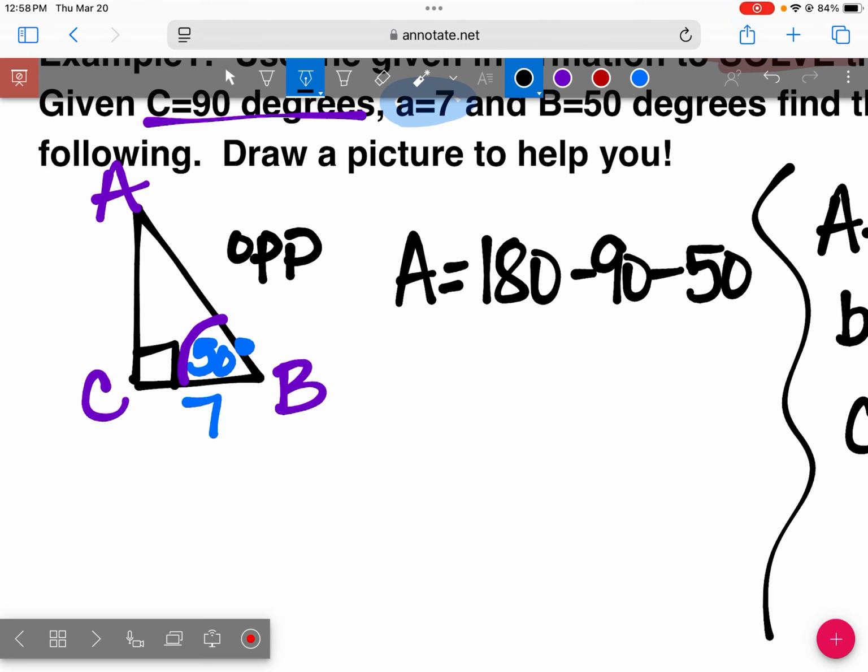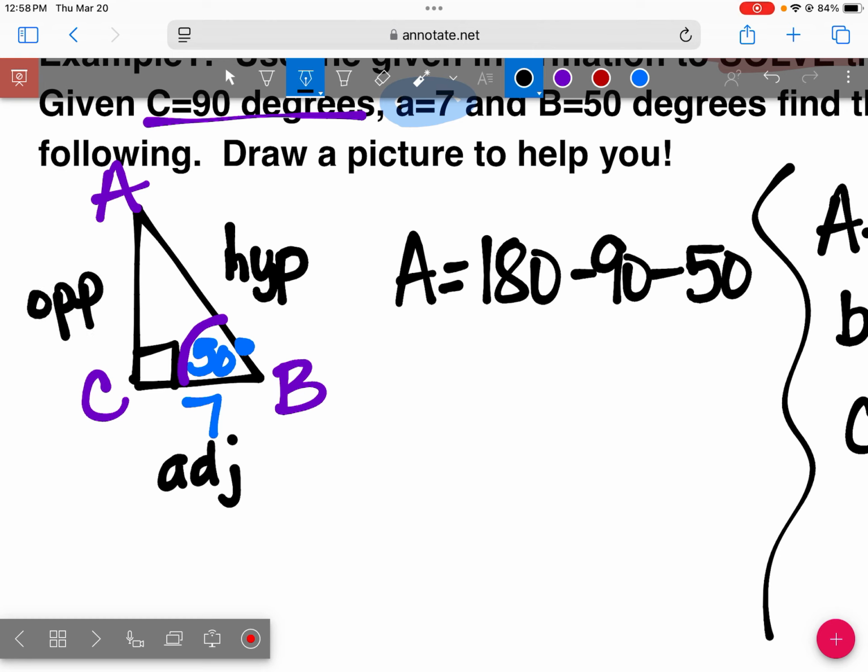What would the 7 be? Is that adjacent, or... I did that last period too. That is not opposite. That's the hypotenuse. All right, what would 7 be? Is 7 adjacent or opposite to angle B? Adjacent. And then across from that would be opposite.